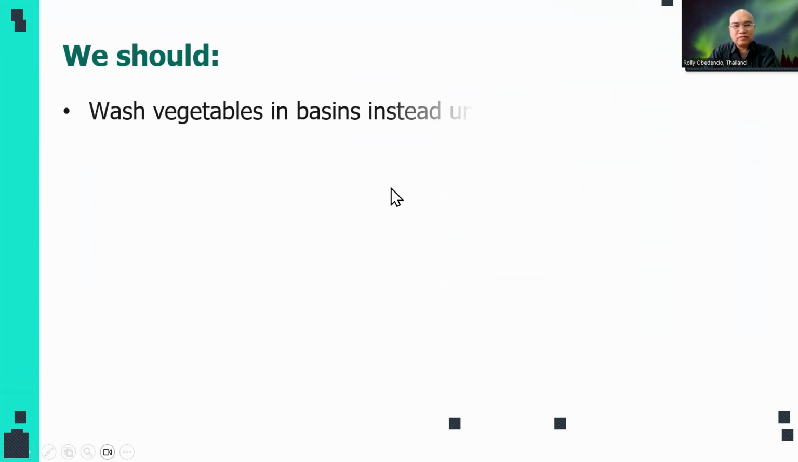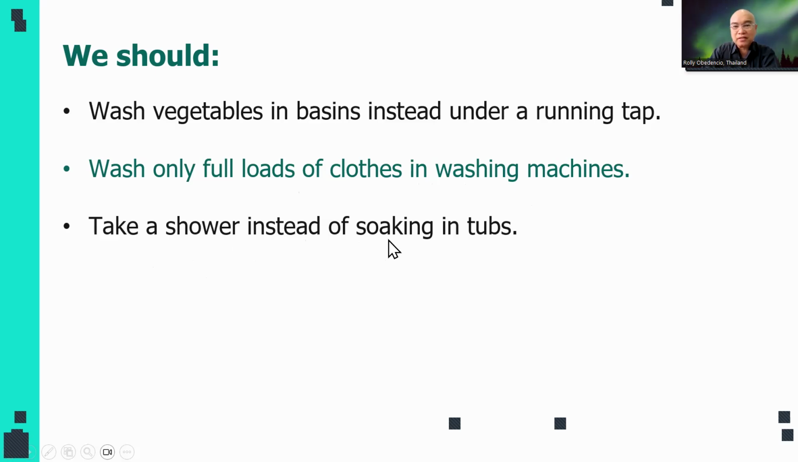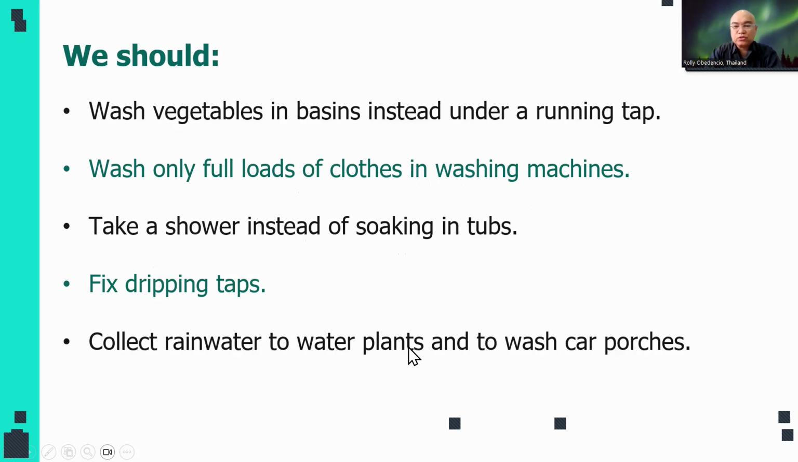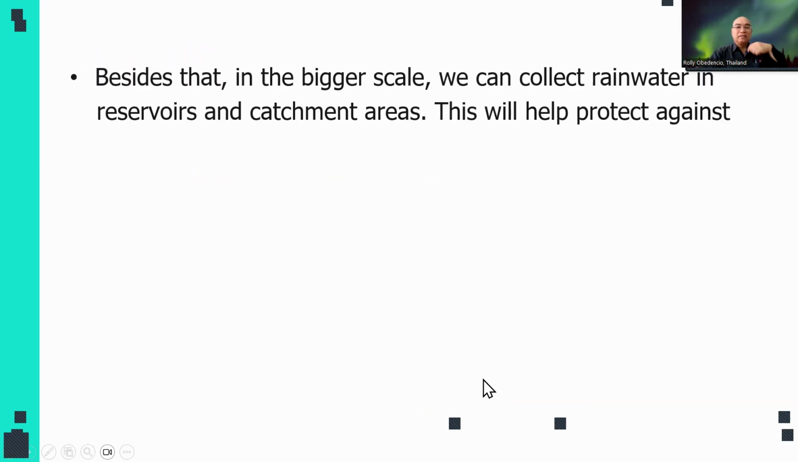We should wash vegetables in basins instead of under a running tap. We should wash only full loads of clothes in washing machines. We should take a shower instead of soaking in tubs. And we should fix dripping taps. And we should collect rainwater to water plants and to wash car porches. And we should use a bucket to wash the car instead of a hose. Besides that, on a bigger scale, we can collect rainwater in reservoirs and catchment areas.